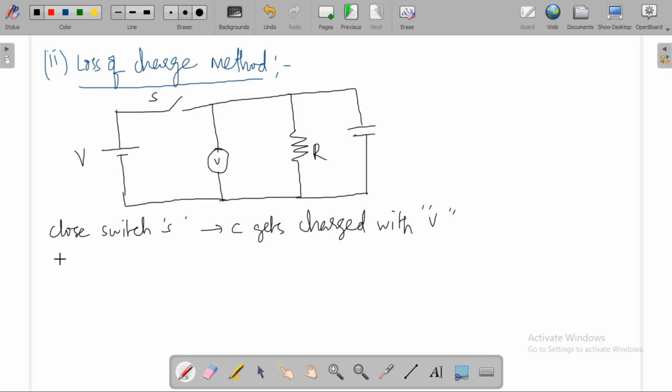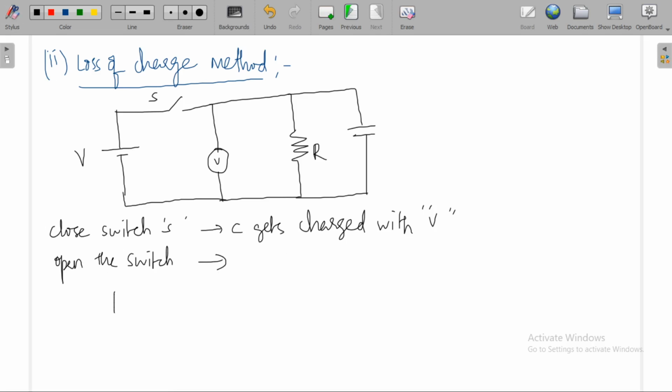Now you open the switch. If you open the switch, how does the circuit look? The circuit looks like this after opening the switch. The voltage across this is V only, the moment you open the switch.